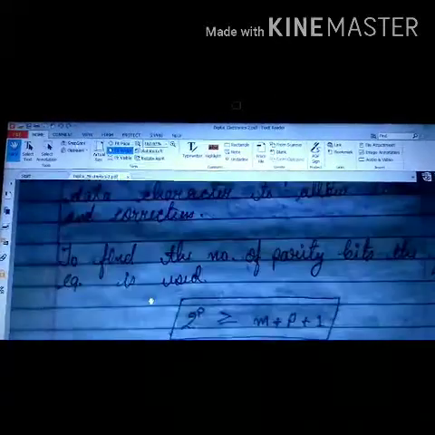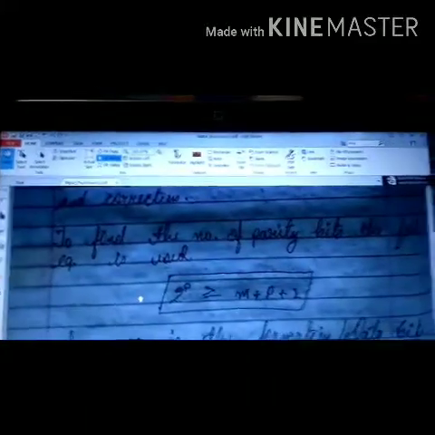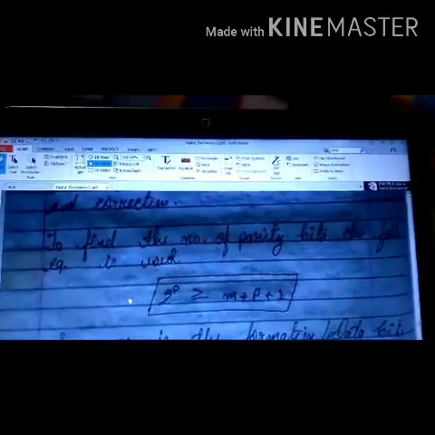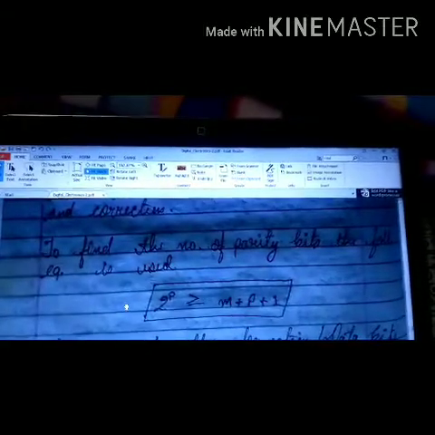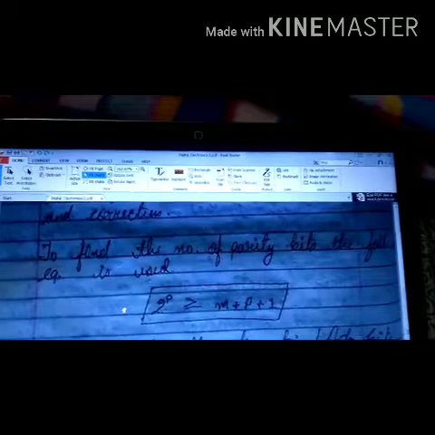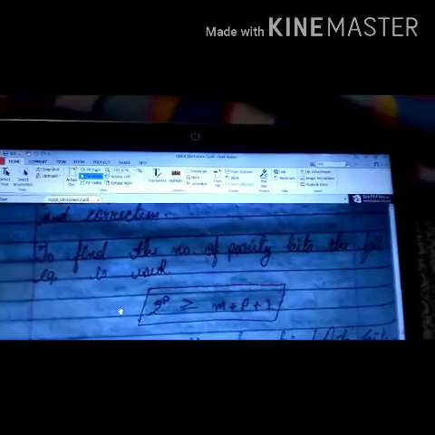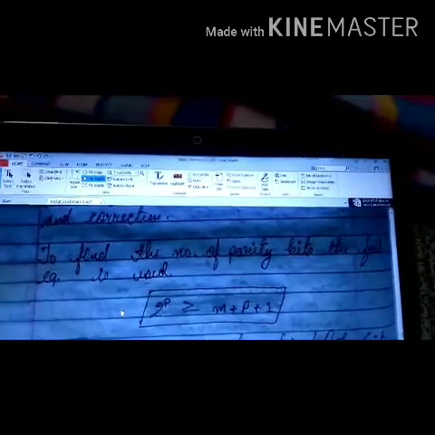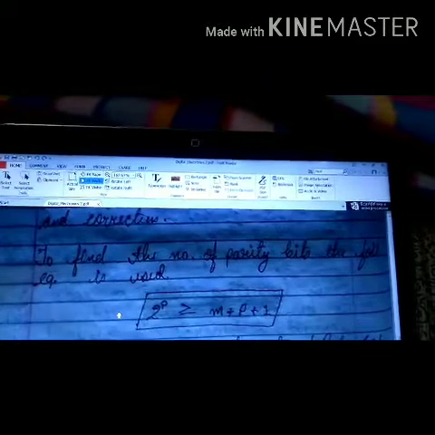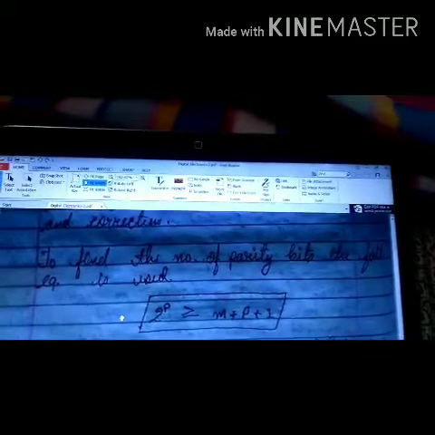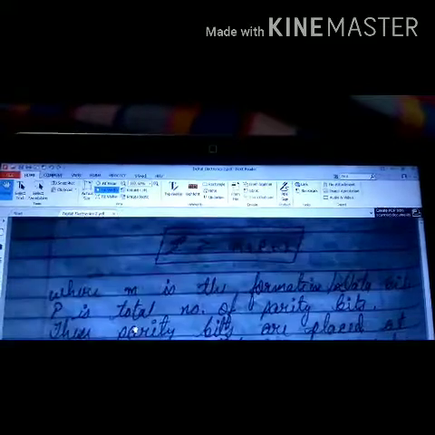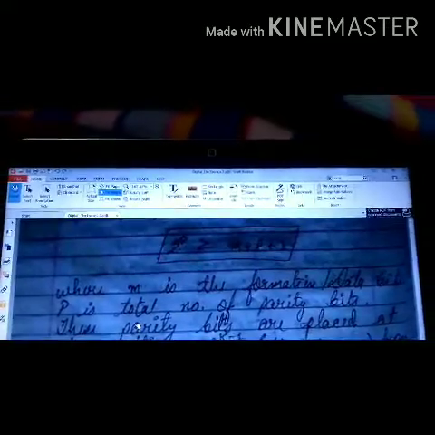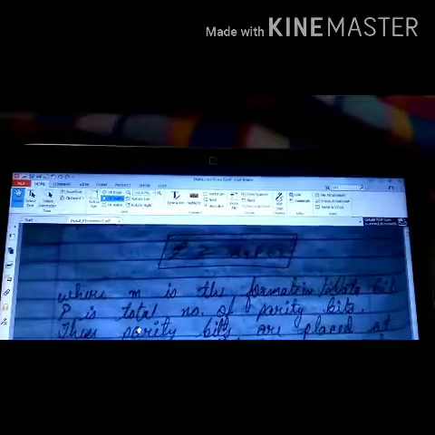Because we are working on the 7-bit Hamming code, first of all we need to see how many data bits and how many parity bits there will be. To find the number of parity bits, the following equation is used: 2 to the power p is greater than or equal to m plus p plus 1, where m is the number of data bits and p is the total number of parity bits used.